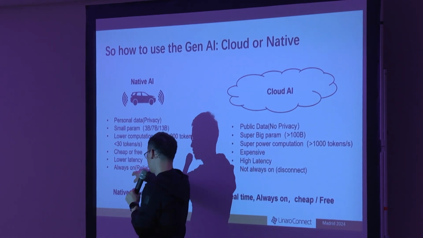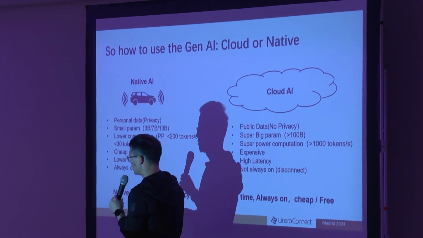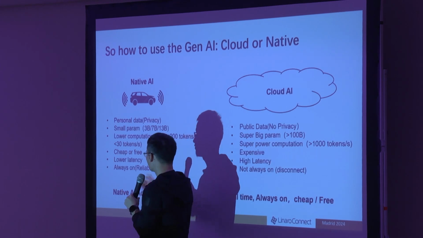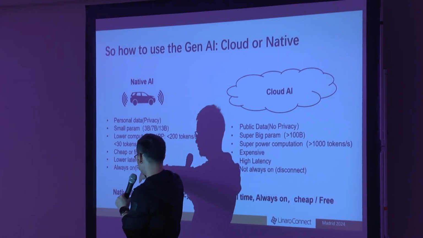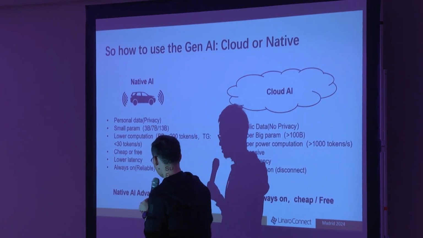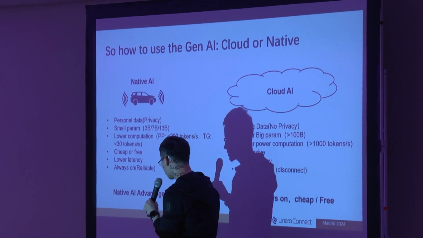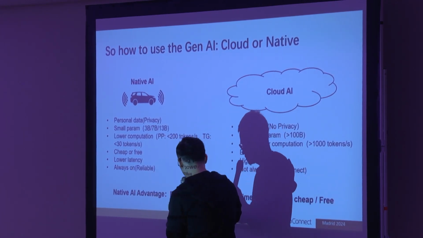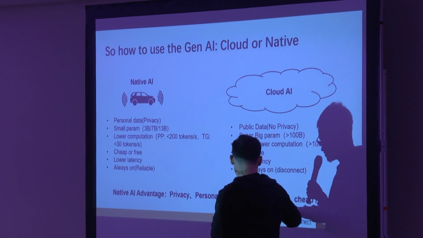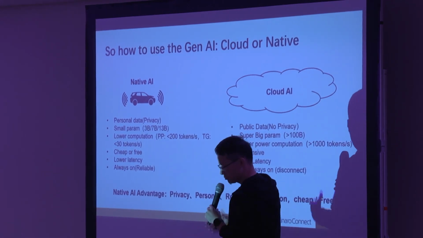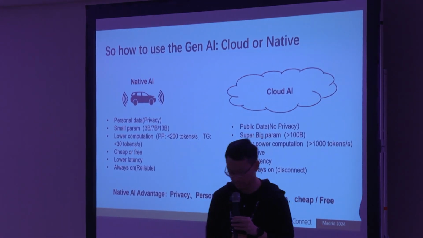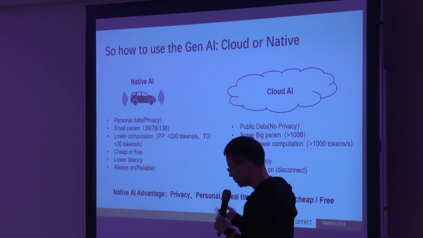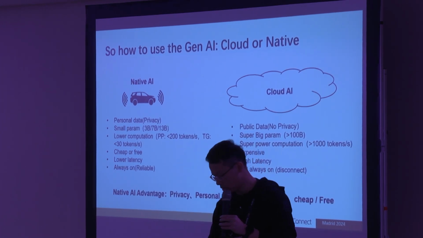It's low latency, and it's real time. When you disconnect, you can get answers from the local AI. And it's always on. It's reliable. So you can see the native AI looks like more of an advantage to our car. It's private, it's personal, it's real time, always on, and cheap and free. So I think everyone gets the answer. For our car, native general AI is more important.